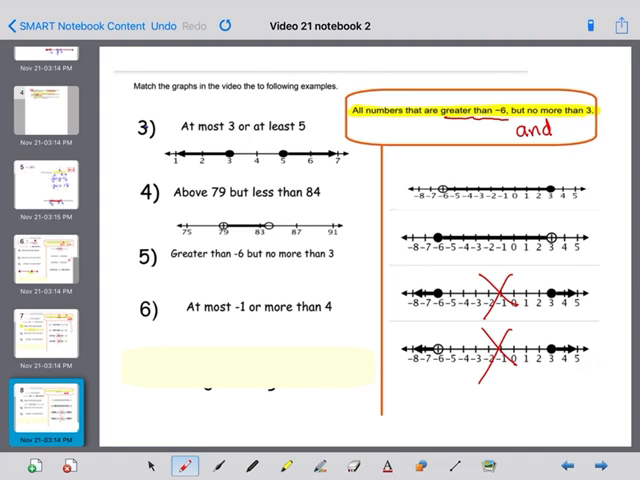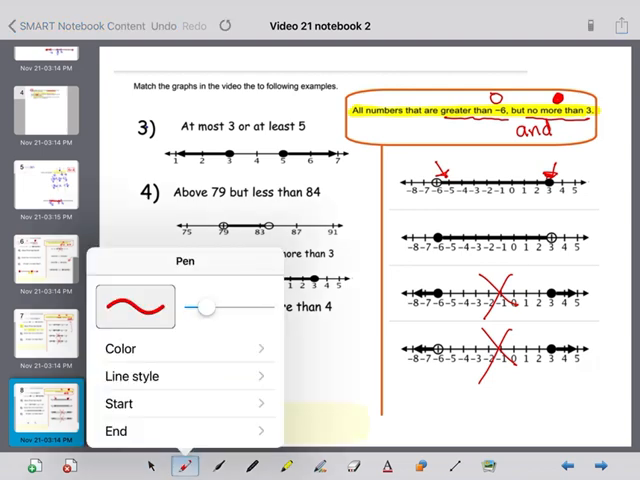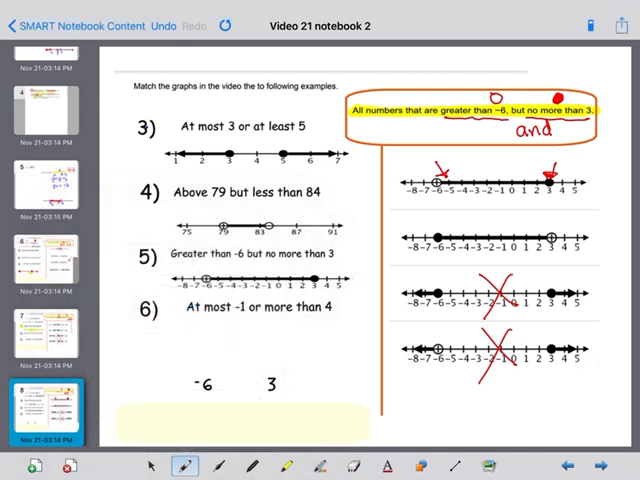Greater than -6 tells me that -6 is not included. No more than 3 means it can be 3. It just can't be bigger. So we're looking for the open circle at -6 and the closed circle at 3. So here we have it. So that one matches here. And go ahead and draw in your own number line. All yours needs to have on it is the -6 and the 3 with the open circles and the shading in between.